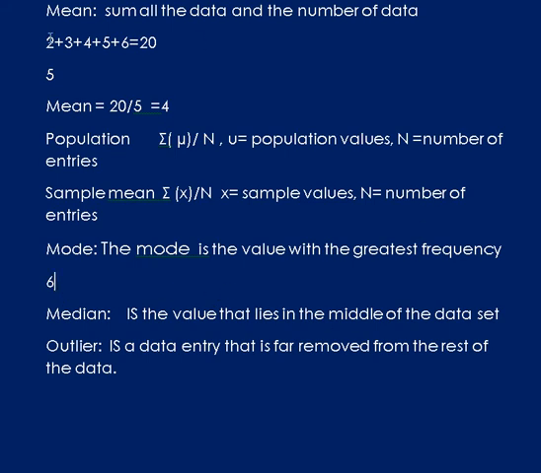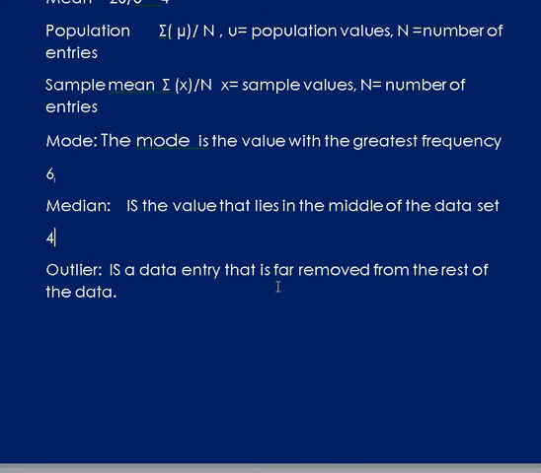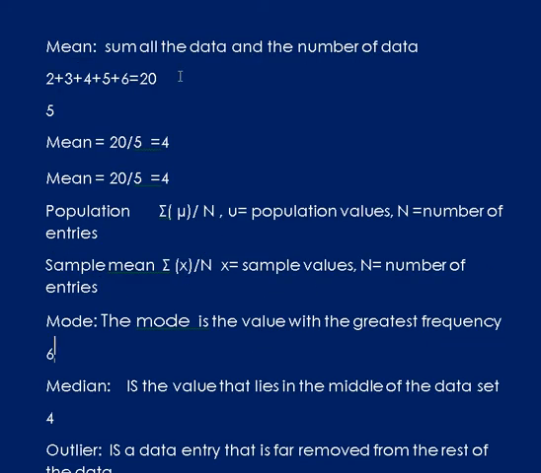And then the outlier is the data that is far removed from here, so we don't see any outliers. All right, let's go to the group data and analyze it.